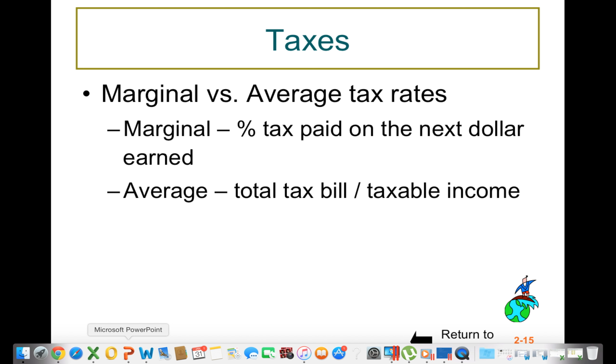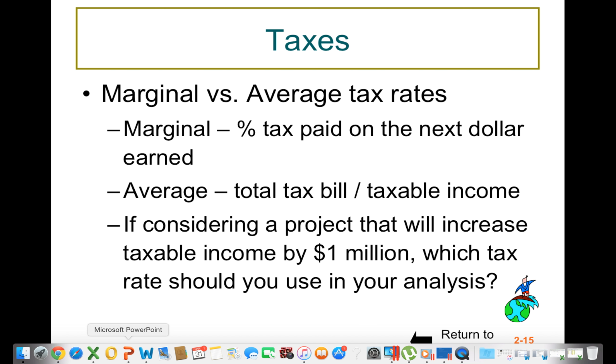So again, marginal is used in evaluating cash flows expected from new investment, because cash flows will be taxed in addition to the existing profit. But average is really for purposes of computing a company's total tax liability, and therefore we're going to use the average tax rate. So if we're considering a project that will increase taxable income by $1 million, which tax rate would we use? We would use marginal.